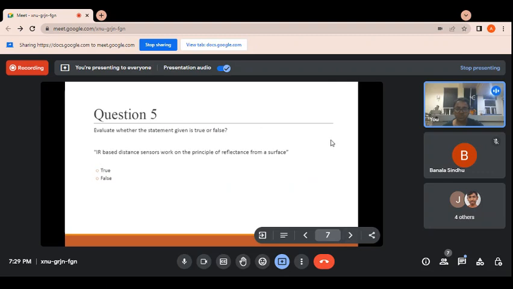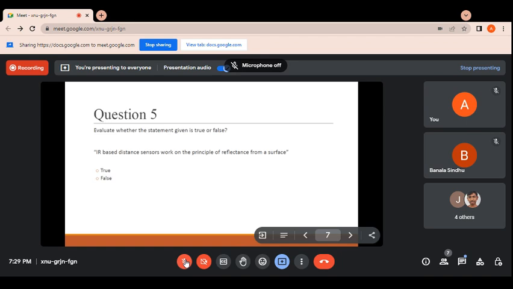So this is our question number 5. Evaluate whether the statement given is true or false. The first option is: IR-based distance sensor works on the principle of reflectance from a subsurface. So is it true or false? At first go through the question carefully and take some time, then try to give the answer. I am coming back in 2 minutes. Just go through the question.